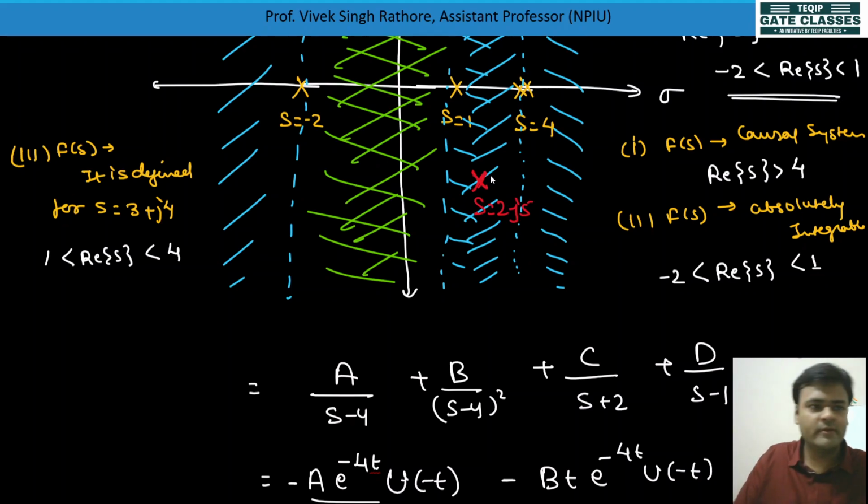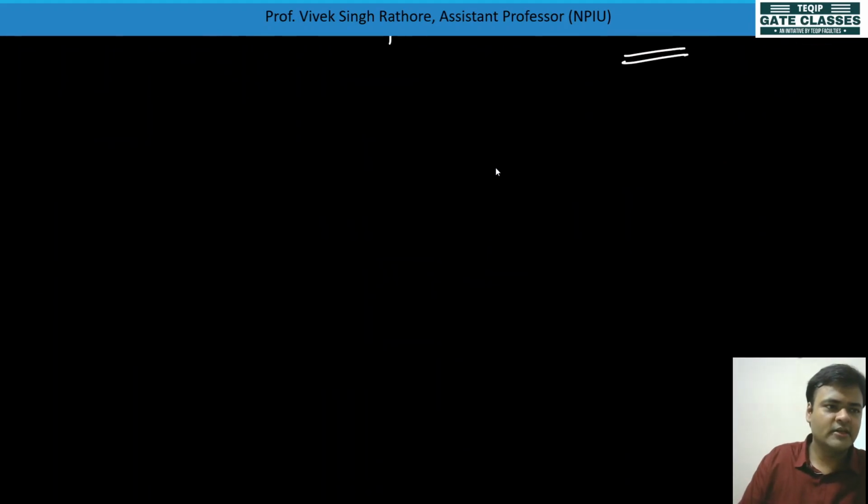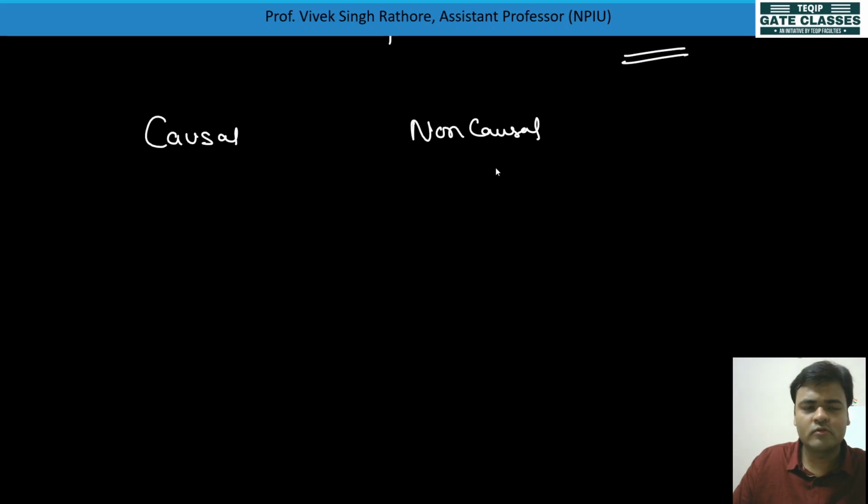And the fourth condition: if F of s is to represent an anti-causal system, then which ROC will be there? First you will ask me, sir, what is an anti-causal system? You already know what a causal system is, and what non-causal is. You should also know what anti-causal is. Anti-causal is a specific case of non-causal only.